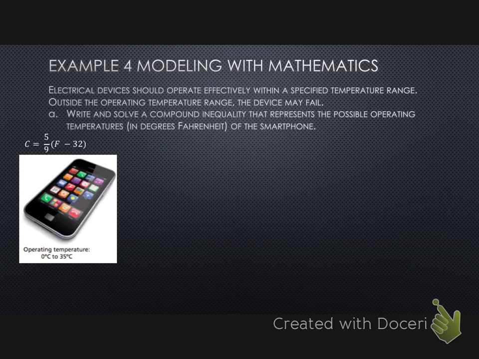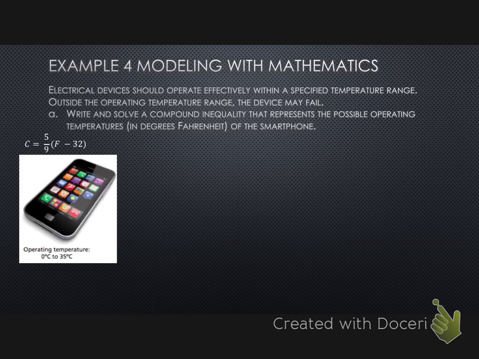So first we need to understand the problem. You know the operating temperature range in degrees Celsius. You are asked to write and solve a compound inequality that represents the possible operating temperatures of the smartphone. Then you're asked to describe the situations outside of this range. So first off, we're going to make a plan. We're going to write a compound inequality in degrees Celsius, and we need to use the formula to rewrite the inequality in degrees Fahrenheit. Then solve the inequality and describe the situations.